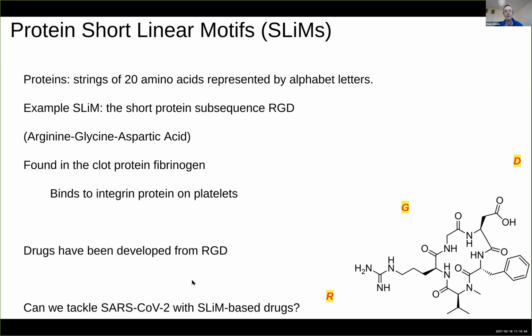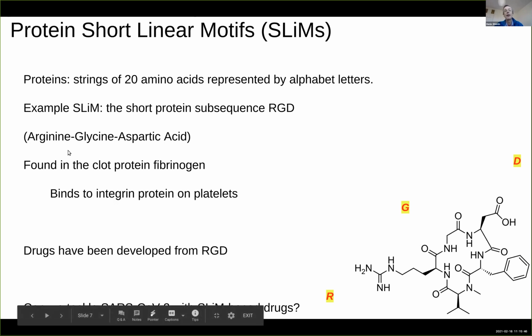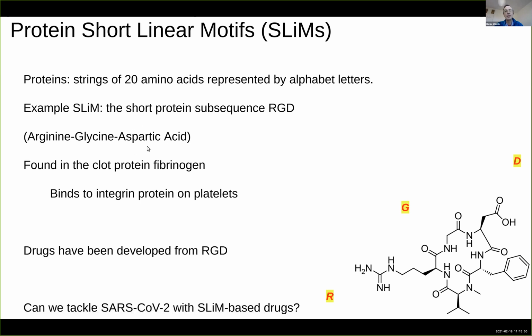So this is a positively charged arginine here, a neutral and very small glycine, and then a negatively charged aspartic acid amino acid here. Those particular charge properties of these amino acids are very particular and important to the binding that they do. Among other proteins, they're found in a clotting protein called fibrinogen, which is when you form a fibrin clot, the fibrin is a major protein in your clot.